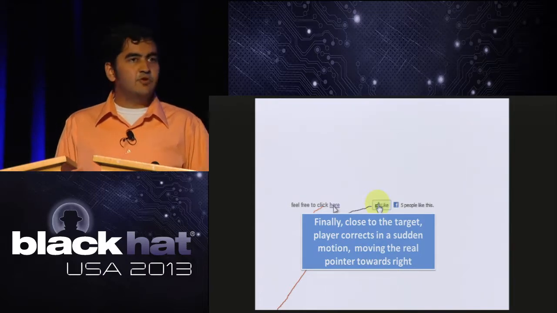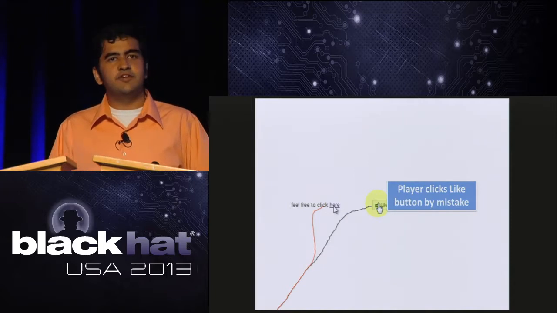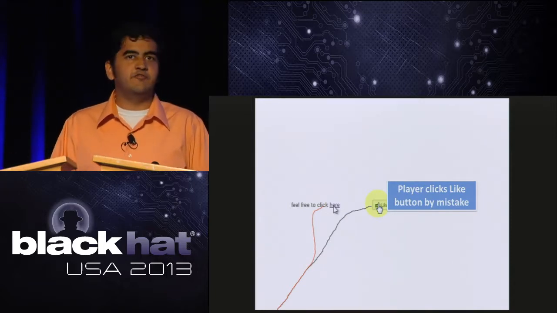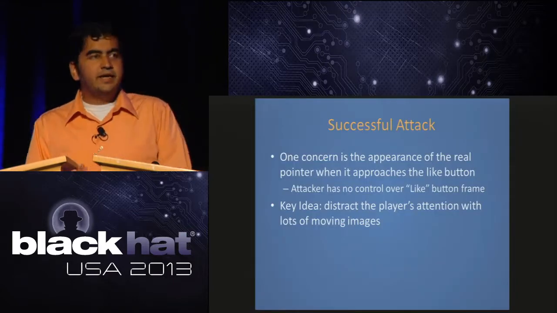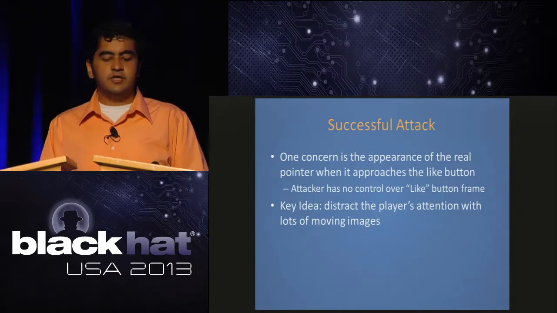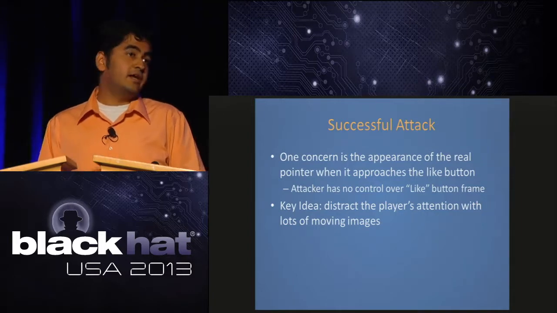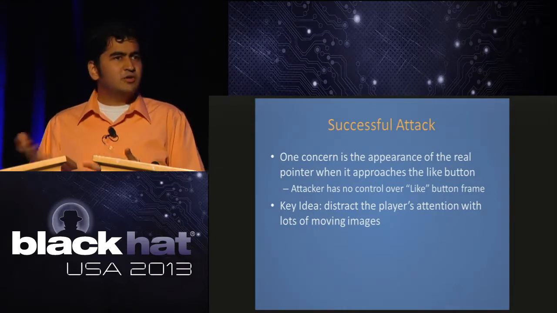And when he makes the sudden movement towards the right, the black line, the real hardware pointer, ends up on the Facebook like button, and the user ends up clicking on the Facebook like button. Now, one problem here could be that once the real hardware pointer, or real mouse pointer, ends up on the like button, the real mouse pointer shows up. We can't control what shows up on top of the like button. So the attacker has no control over that area.